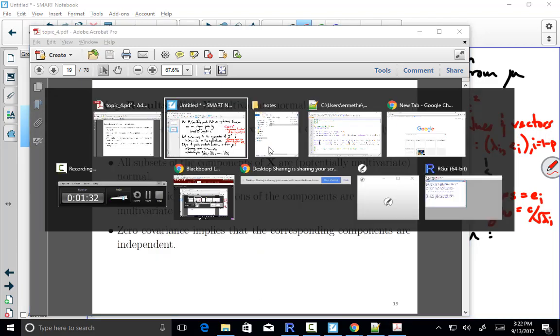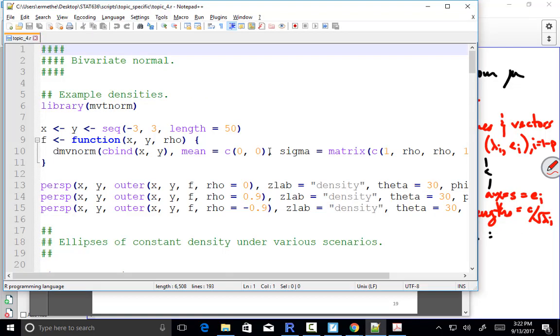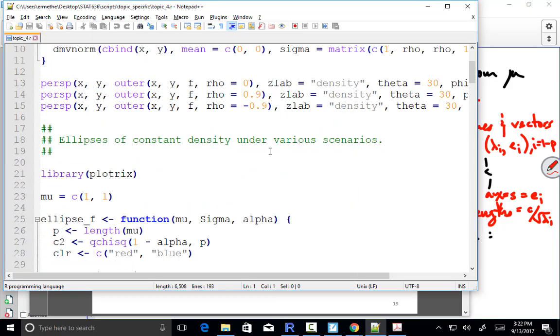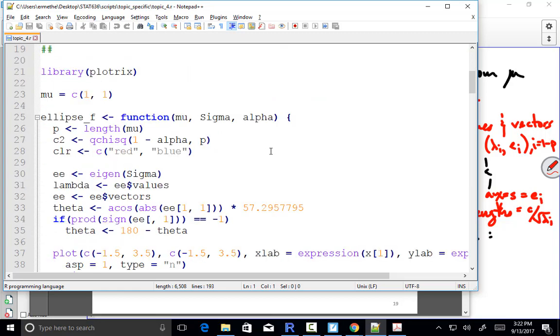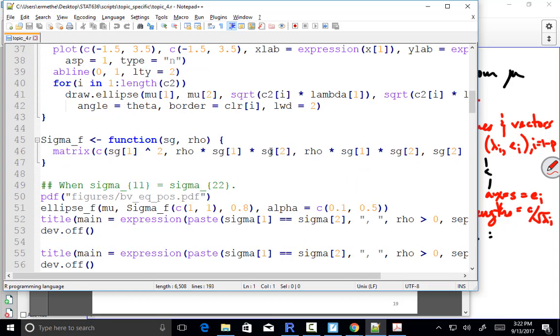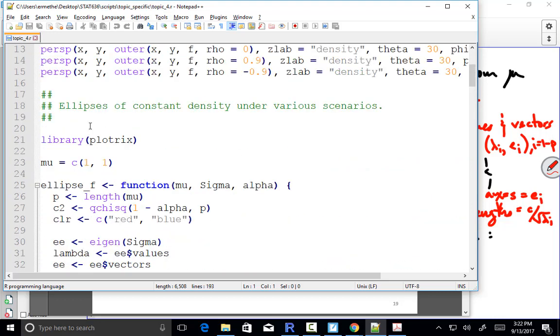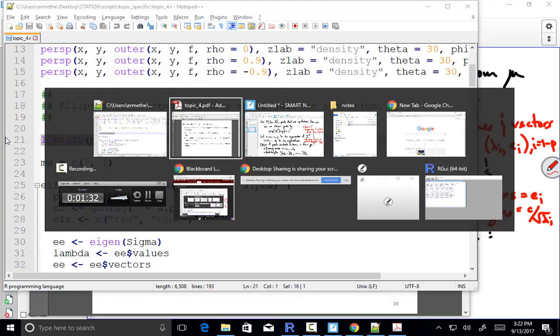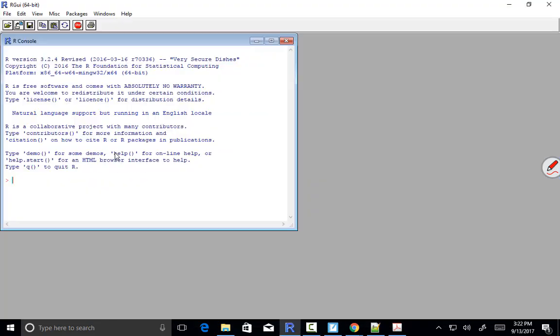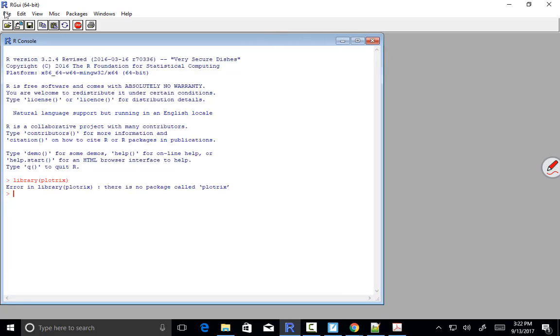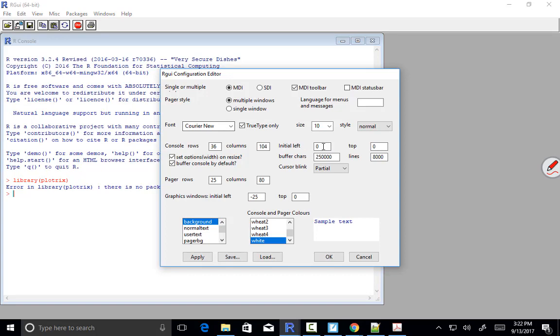Let me open up our script real quick. We were in here yesterday, or Monday. And let me just run a little bit of this code if I can. I think we don't have plotrix. And I think if I try to install a package on this computer, it's going to complain.